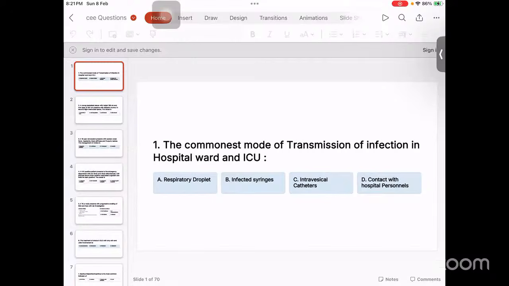Yes, IM was the option. Anyway, IM will also avoid first pass metabolism. IM, sublingual, rectal, buccal, inhalational, all of them, because the oral route goes into the liver. First pass metabolism is the metabolism which occurs in the liver, where part of the drug gets metabolized before entering the systemic circulation.